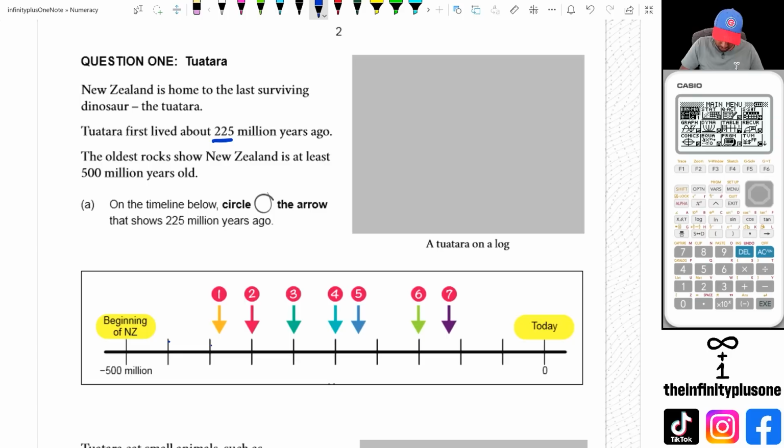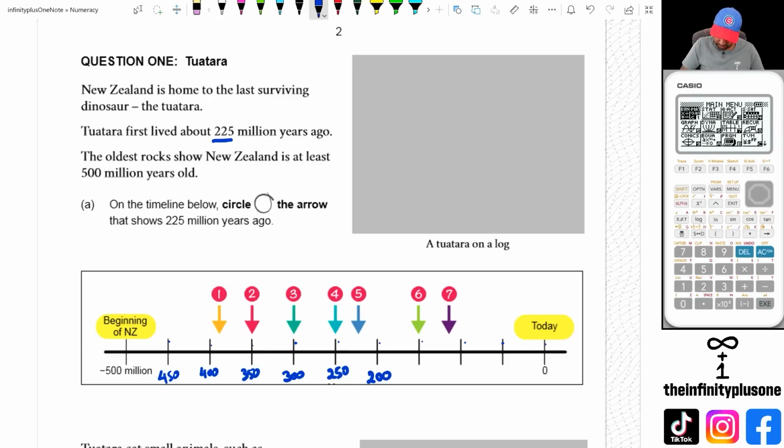So it's 1, 2, 3, 4, 5, 6, 7, 8, 9, 10. So I guess 500 million divided by 10, each of those lines are worth 50 million. So this is going to be 450, this is going to be 400, 350, 300, 250, 200, and then we're going to keep going.